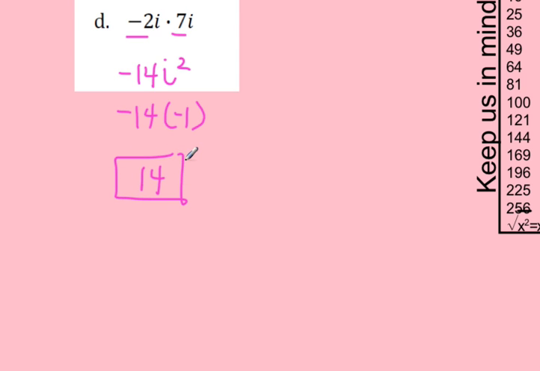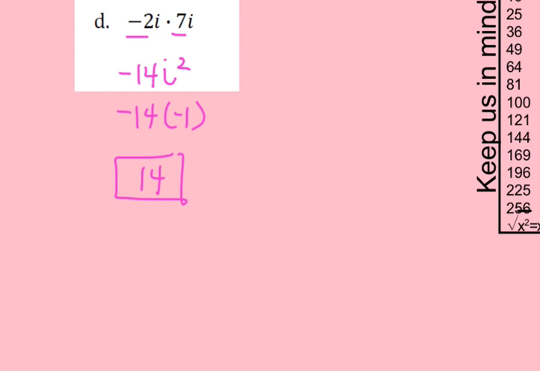I'm going to go ahead and say, what's 2i times 7i? Well, negative 2 times 7 is negative 14. I times I is I squared. We just said I squared was negative 1. So my answer is positive 14. So that is how we would do D.